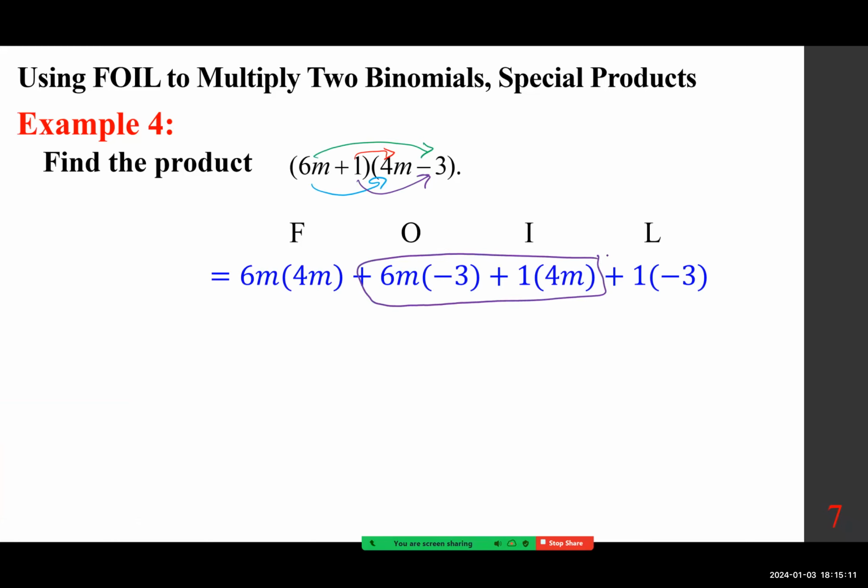The reason why is for the reverse process, which is known as factoring, okay? So obviously 6m times 4m is 24m squared. 1 times negative 3 is negative 3. This part is minus 18 plus 4, making it into negative 14m.